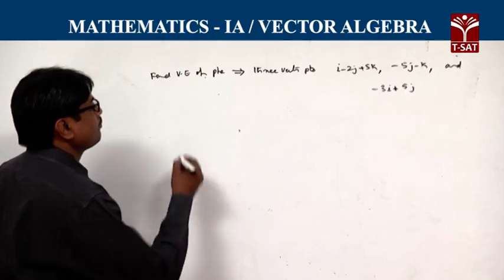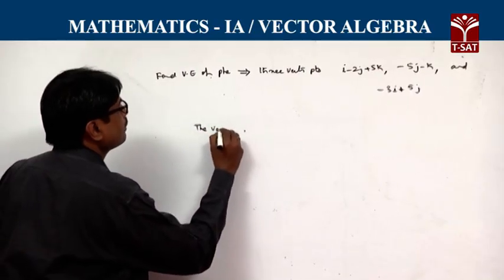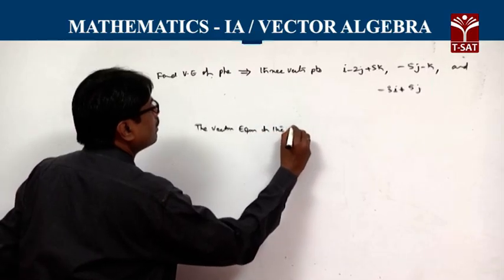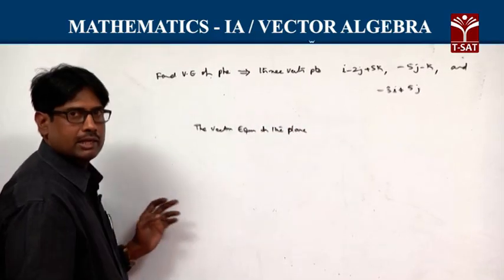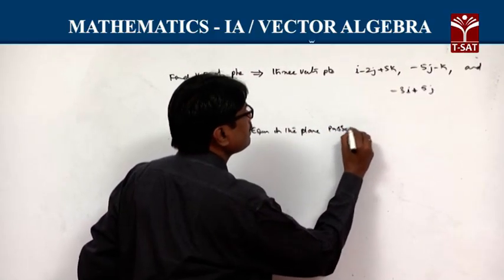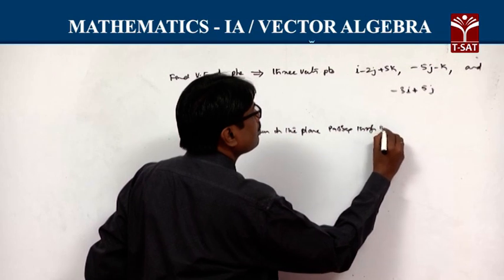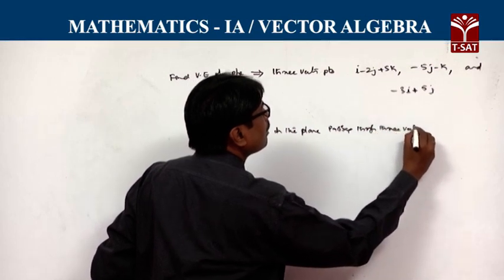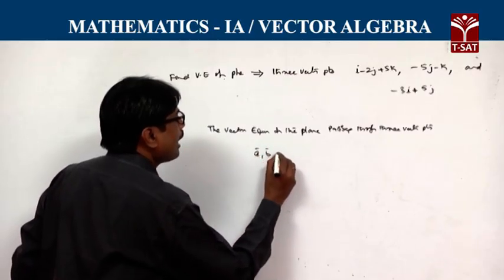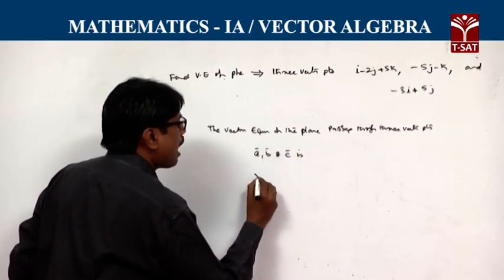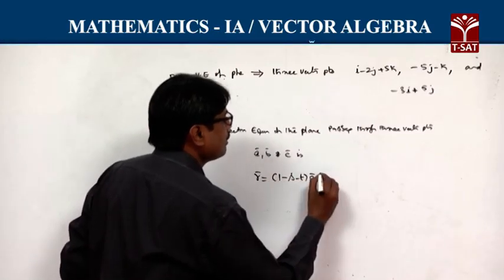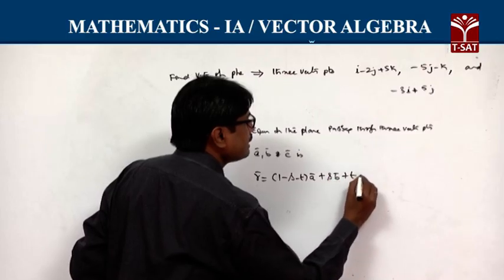Just now we derived the vector equation of the plane passing through three vector points A bar, B bar and C bar is R bar is equal to 1 minus S minus T into A bar plus S B bar plus T C bar.